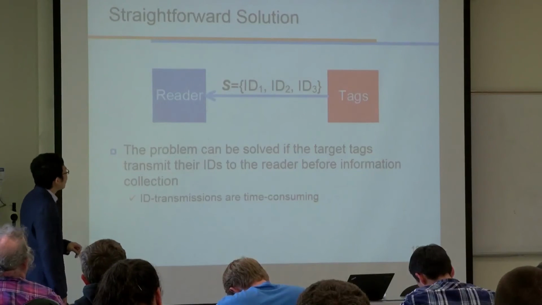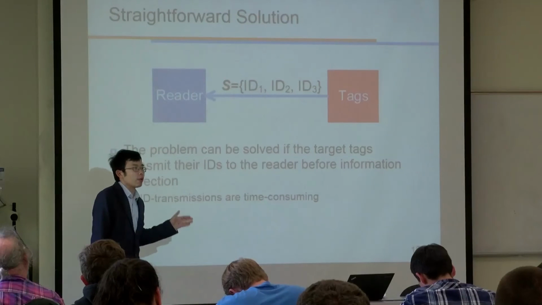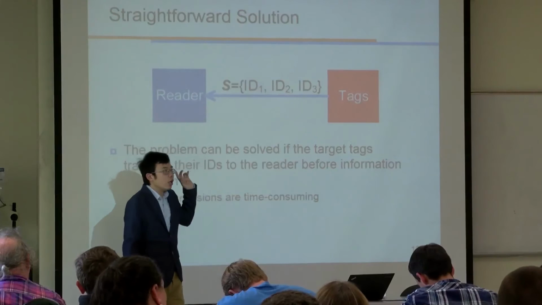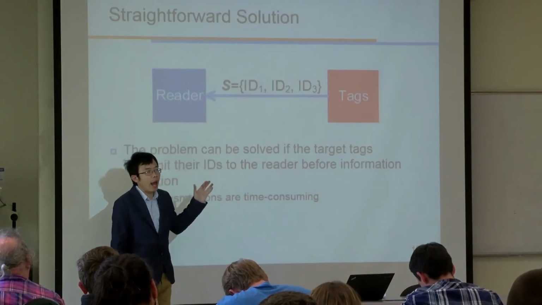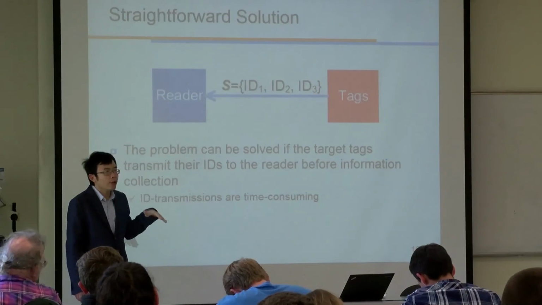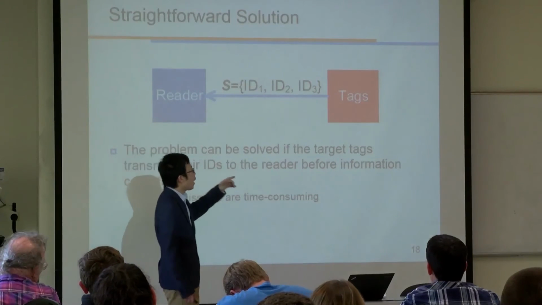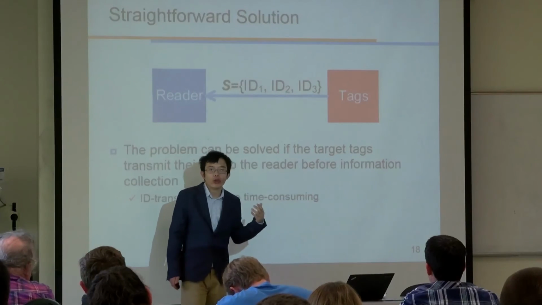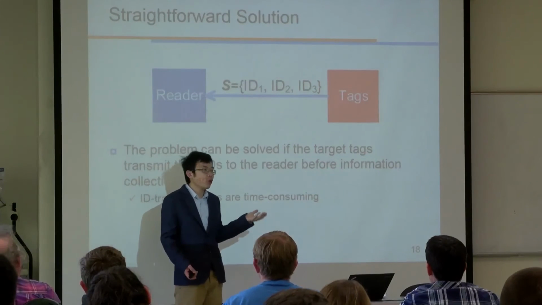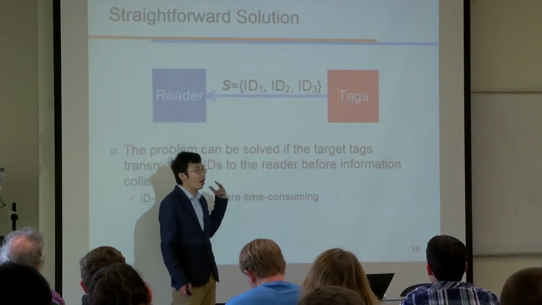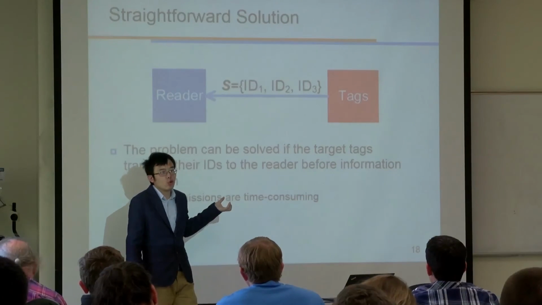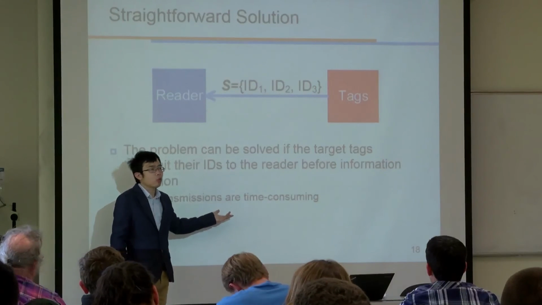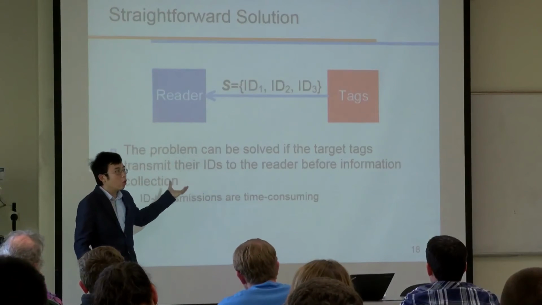One straightforward solution is that, before the reader uses our previous protocol to collect the information from those unknown target tags, the reader first asks all those tags to send their ID to the reader. After the reader receives all the IDs, then the reader knows all the target tags, and we can apply our previous solution. It's very straightforward, but the problem is, again, ID transmission is very time consuming. So this is not a good solution.